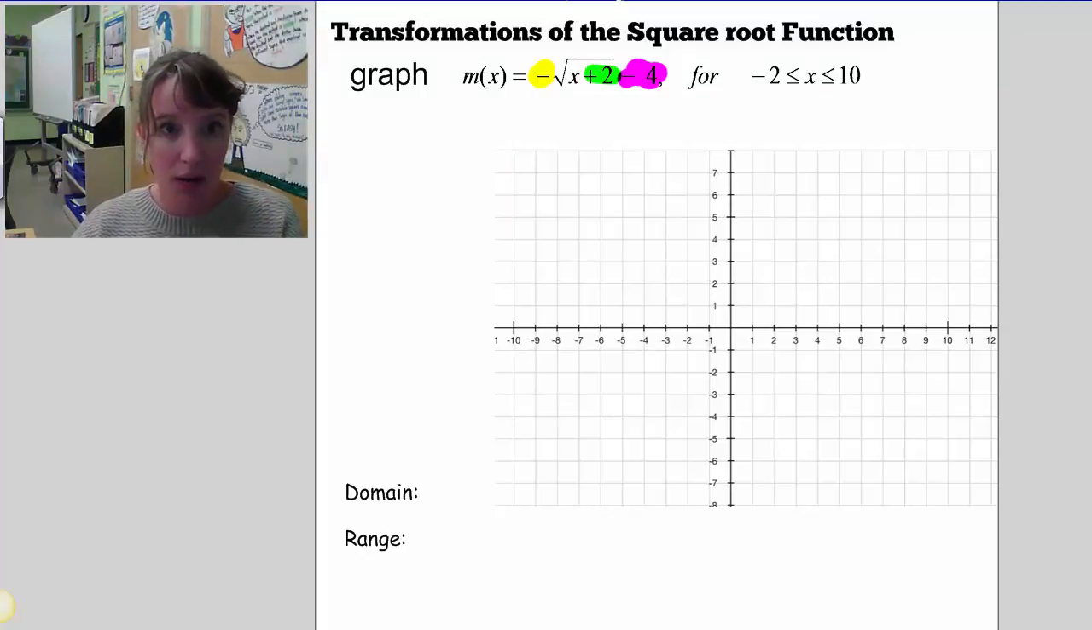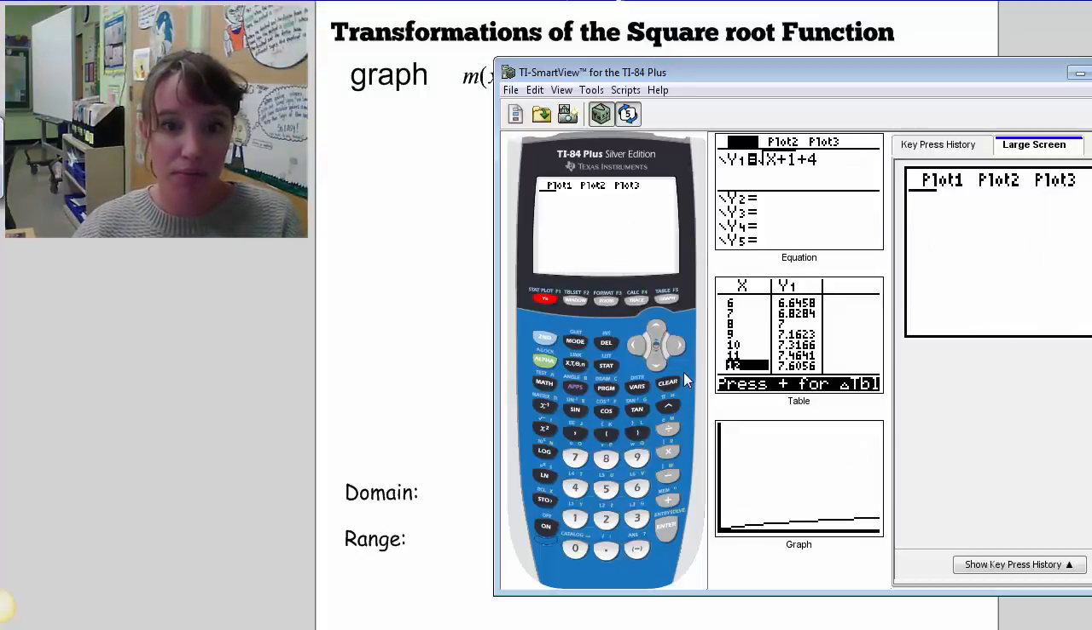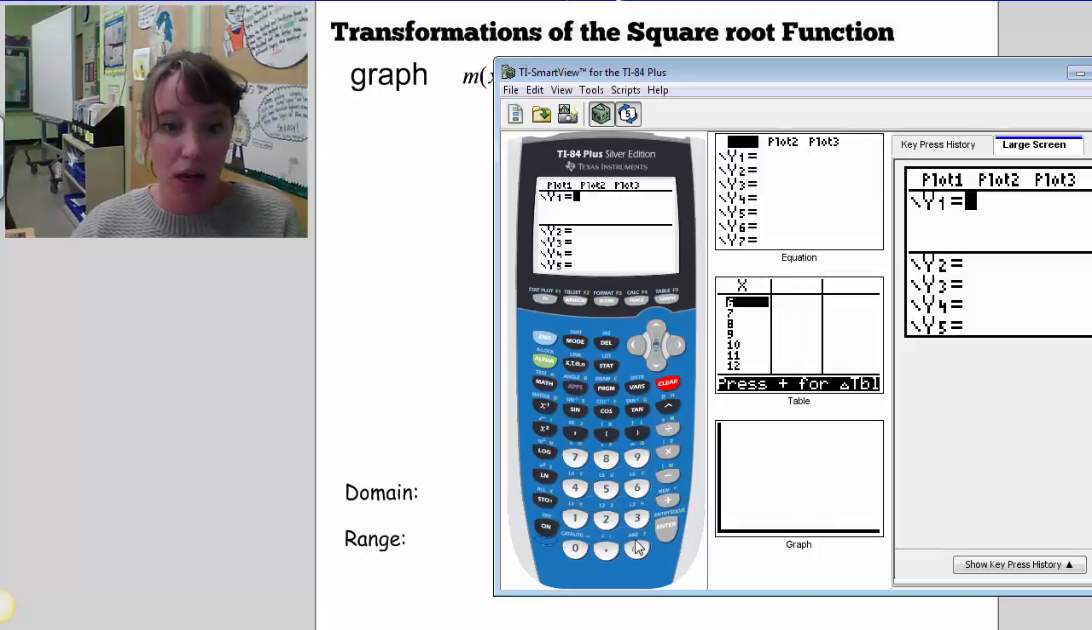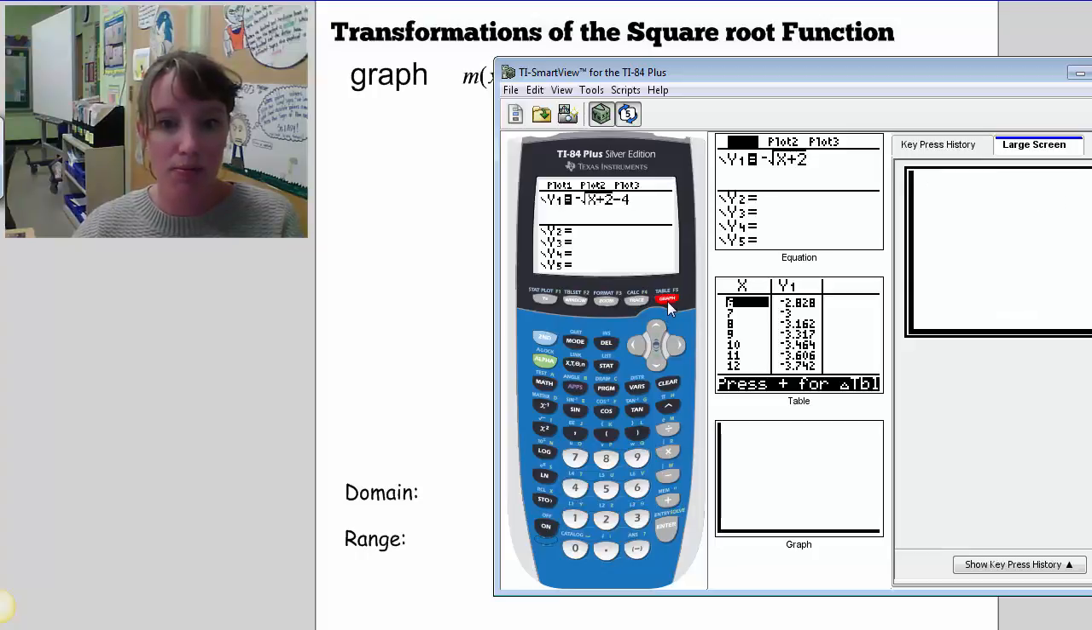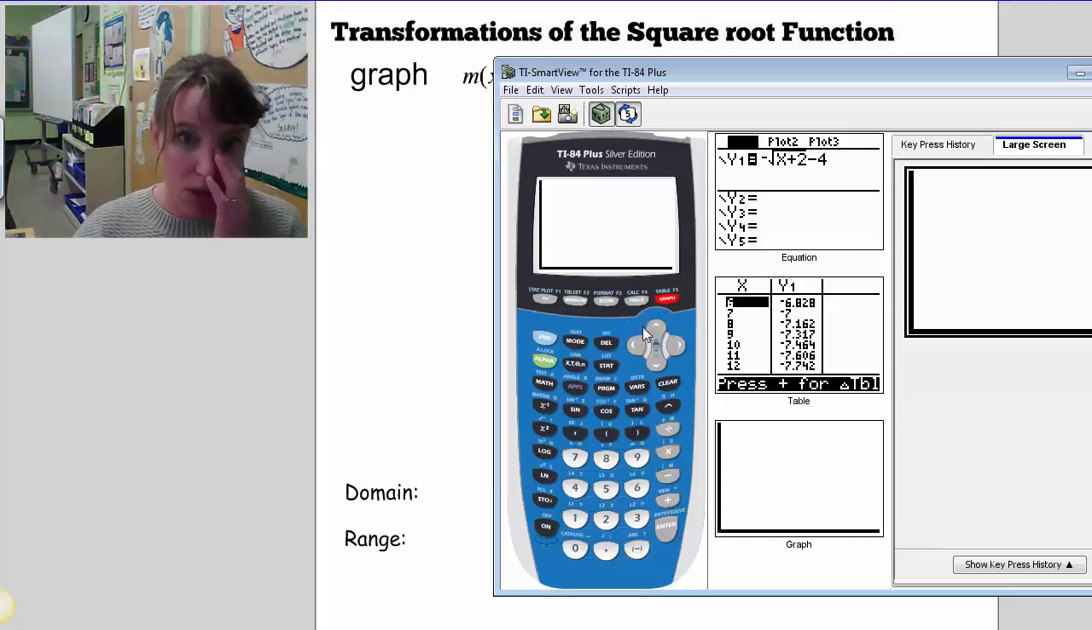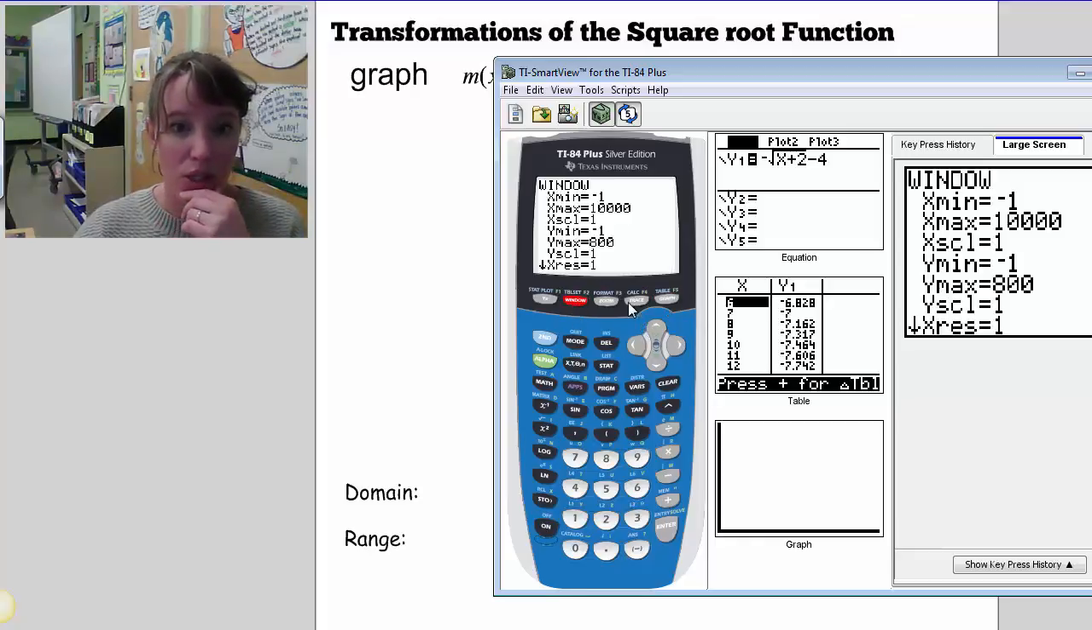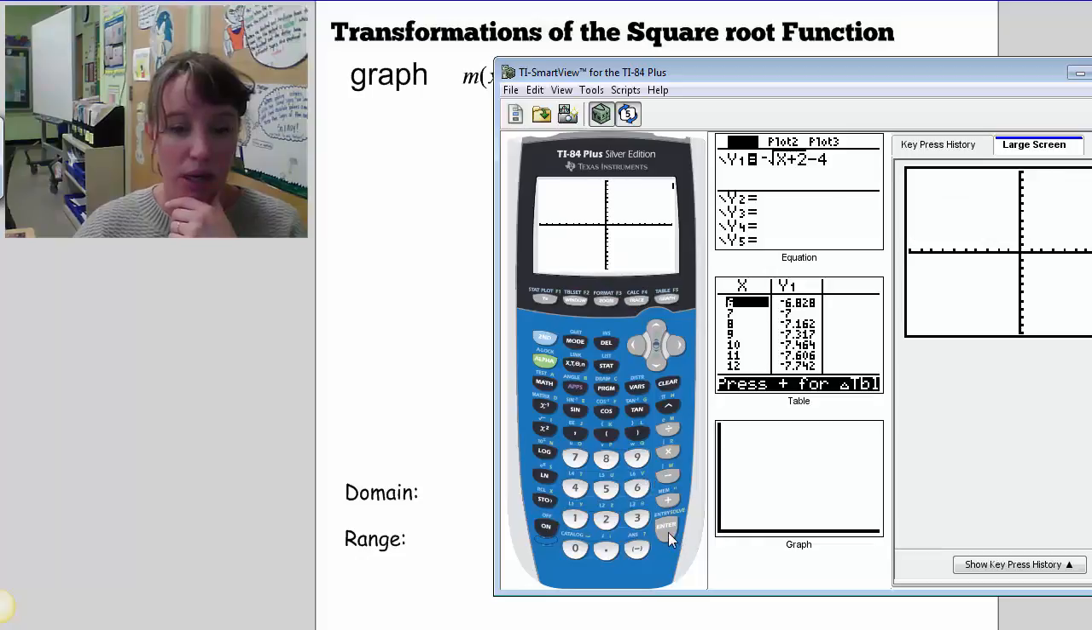Let's graph it. Okay, so we have negative square root of x plus 2, and then outside the square root radical, we have -4. Okay, let's go ahead and graph it. And we don't see it because of our window. So let's just go back to zoom 6 and we'll get it back.